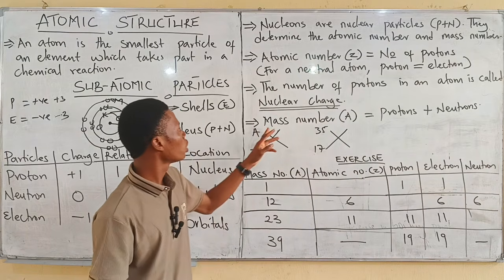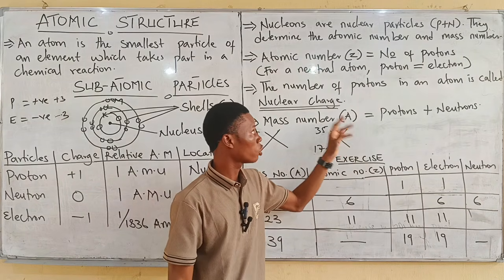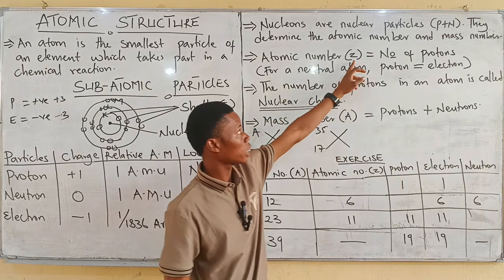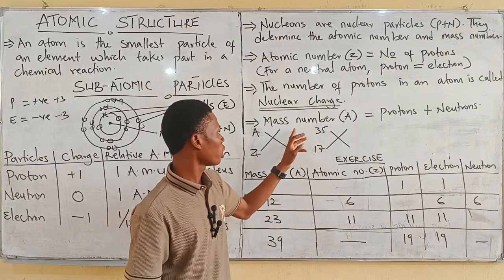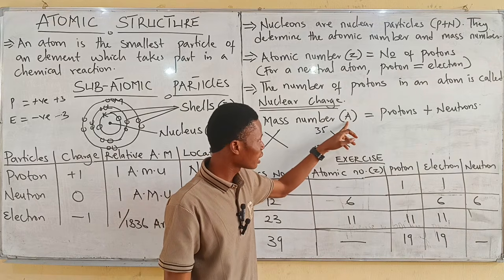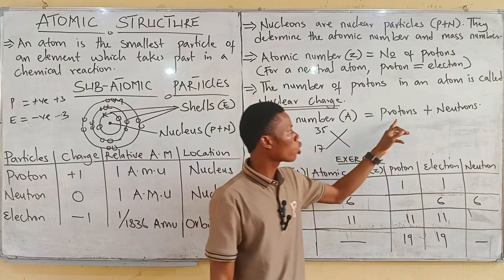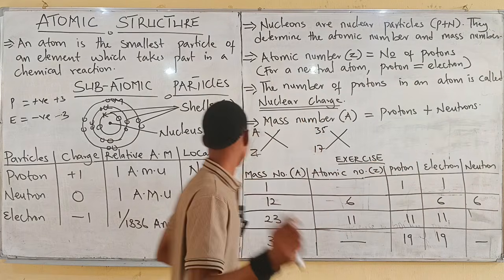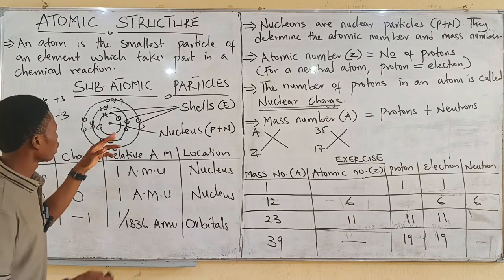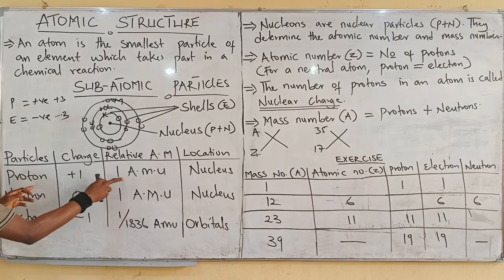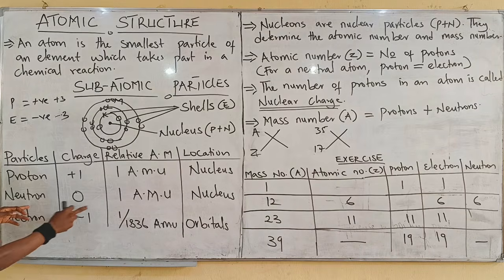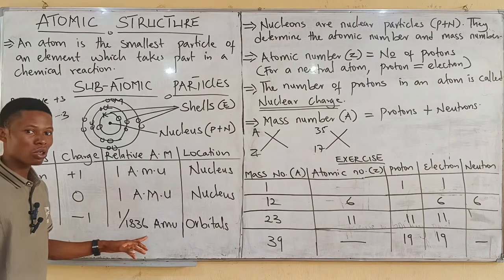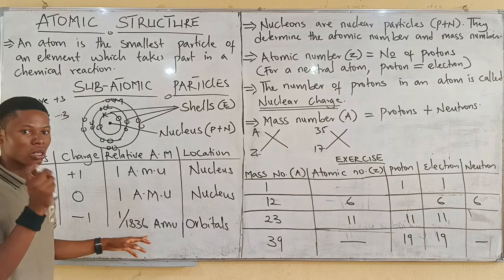All right, moving on, the mass number is designated as A. Don't forget that the atomic number is designated as Z. Now, the mass number of an element is designated as A, and mass number equals protons plus neutrons. Now, let's come back to the atom here. Remember that proton has a relative atomic mass of 1, neutron 1, electron 1 over 1836, which is very, very small. It's negligible.